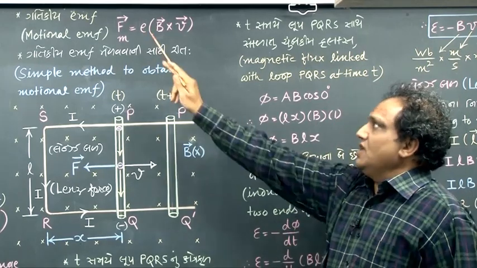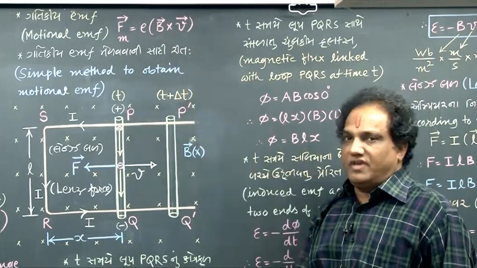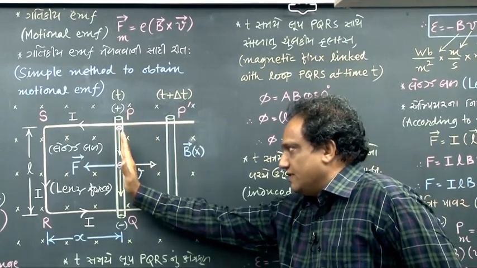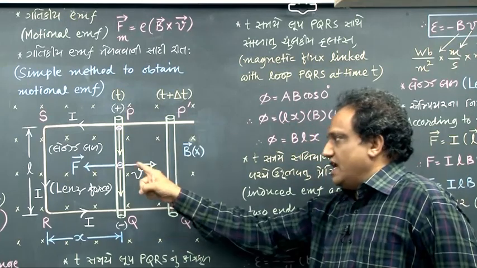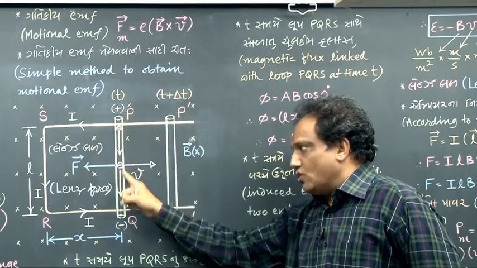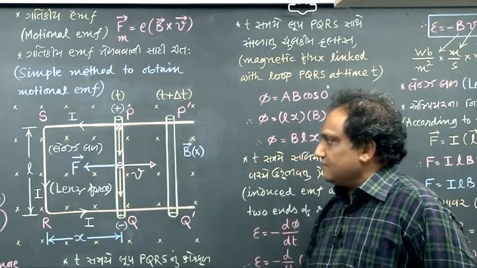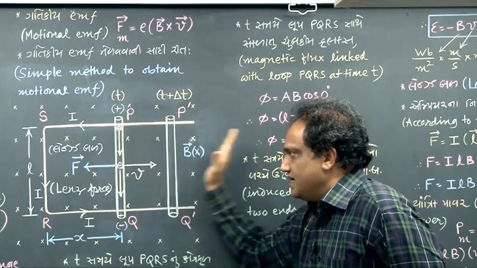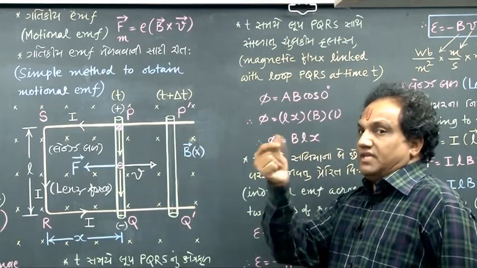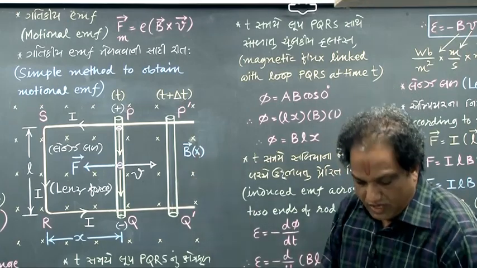Wait. If you want this direction, you should find it out. What is vector B cross vector V? I am showing you. When this rod is moving towards the right-hand side this way, each electron inside gets the same velocity as the rod. Each electron obtains velocity equal to the velocity of the rod, which is right now towards the right. And where is the magnetic field? Magnetic field is perpendicularly inside.